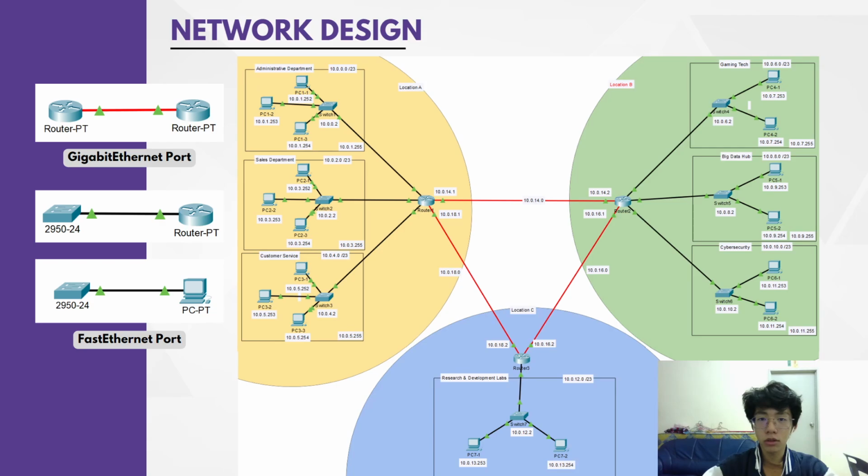The port that we use to connect PC to switch and switch to router is fast Ethernet port. This is done in consideration to the cost of actually installing this network. As there are large amounts of hosts in the network, it will be very costly to use gigabit Ethernet port for every single host connected.